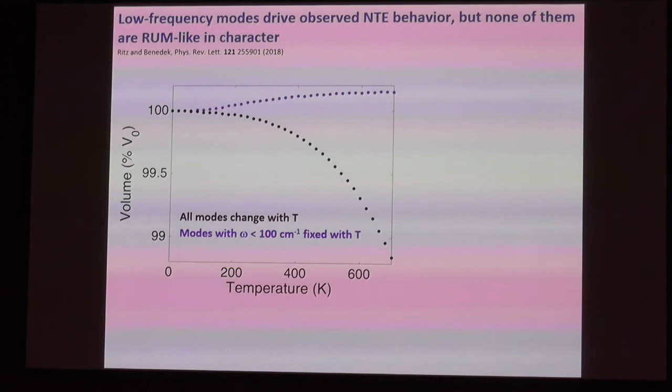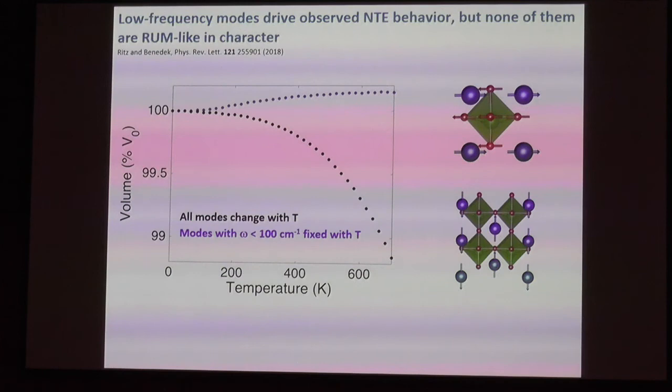And then we just saw, well, what are these modes actually doing? So we looked at the eigenvectors, and they correspond mostly to translations of the lead atoms along different crystallographic axes. So if you're familiar with the NTE literature, you may have heard of something called RUMs, or rigid unit modes. So these correspond to, in a perovskite, rigid rotations or tilts of the transition metal octahedra. And they can be very important to NTE in some systems, but it doesn't look like they are in this particular system.